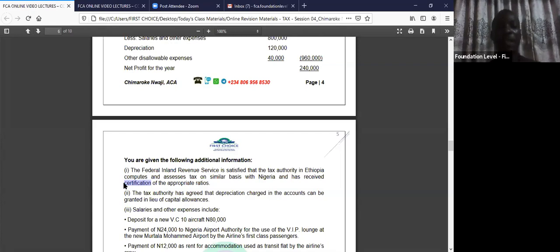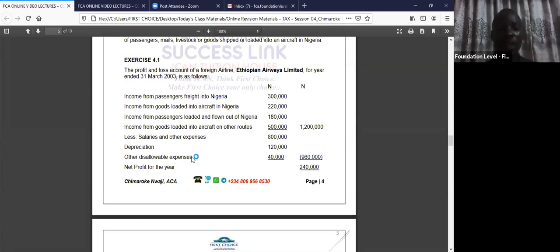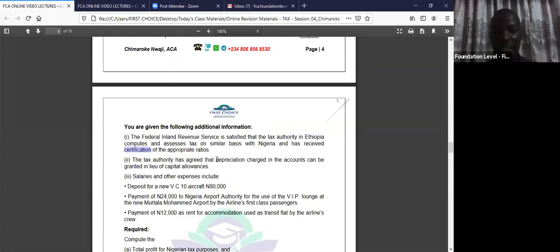So let's look at another thing. The tax authority has agreed that the depreciation charged on the accounts can be granted in lieu of capital allowance. What they are telling you is this, that the depreciation and the capital allowances are the same figure. So I've seen the two things I just want to check.